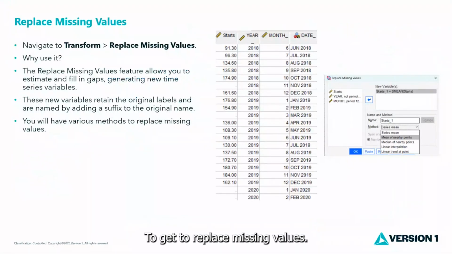To get to Replace Missing Values, go to the Transform menu and select Replace Missing Values. The feature, again, allows you to estimate and fill in gaps. It will create a new variable in your data set. And you will see that the variable will have the original label, and then there will be a suffix added to the original name. You can see that here.